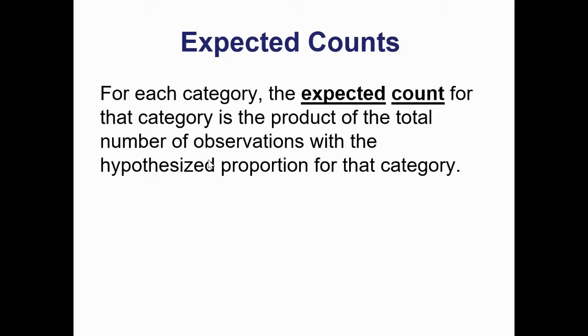Okay, so for each category, the expected count for that category is the product of the total number of observations with the hypothesized proportion for that category. So n times p1, n times p2, etc.